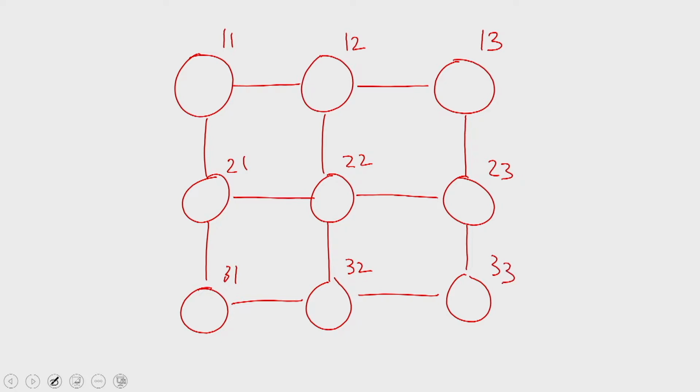And let us say the packets are held by the processors. Let us assume that processor 1,1 holds a packet that must be sent to 2,3. 1,2 holds a packet that must be sent to 3,3. 1,3 holds a packet that must be sent to 1,2, and so on.